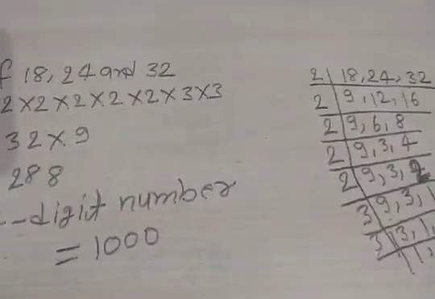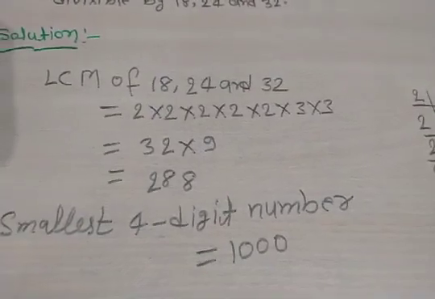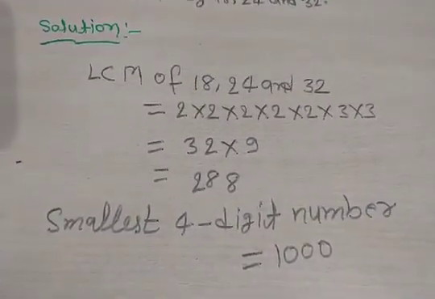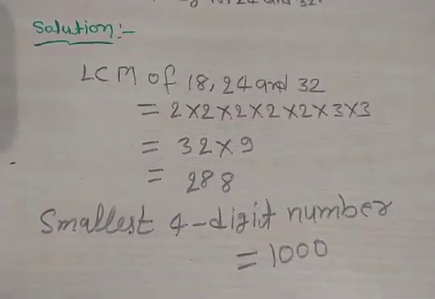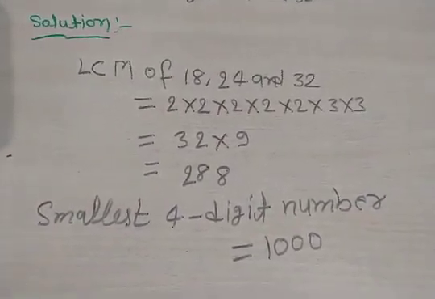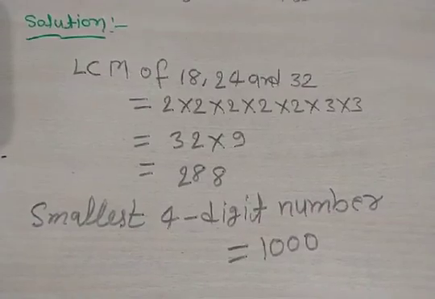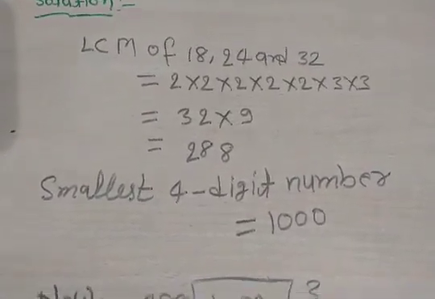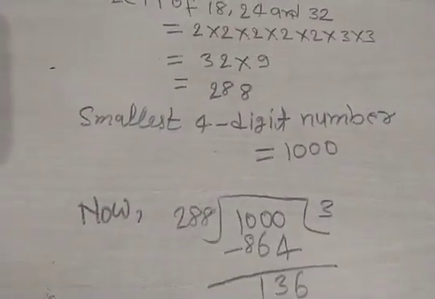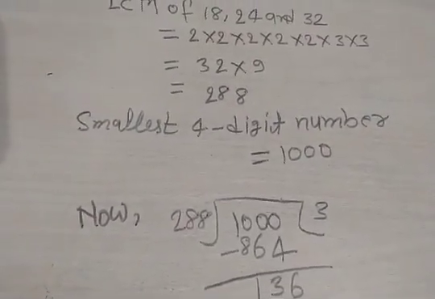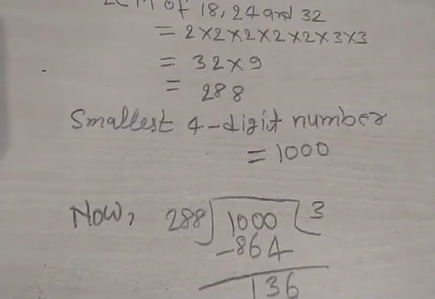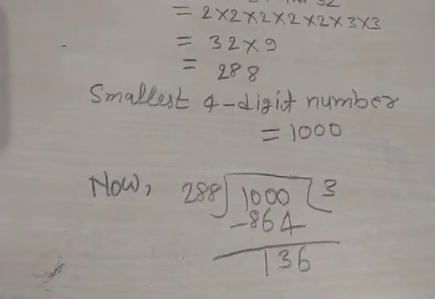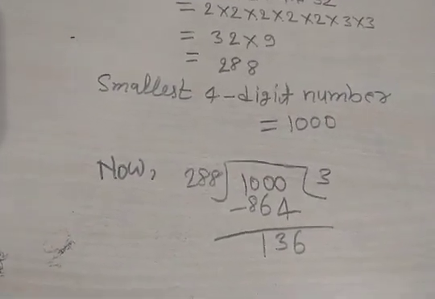Here you find the LCM of 18, 24 and 32 is 288, and the smallest 4-digit number is 1000. So we divide 1000, the smallest 4-digit number, by the LCM of 18, 24, 32. So we obtain remainder 136.